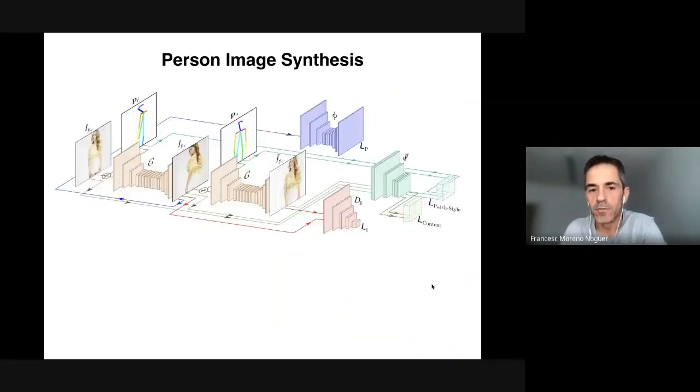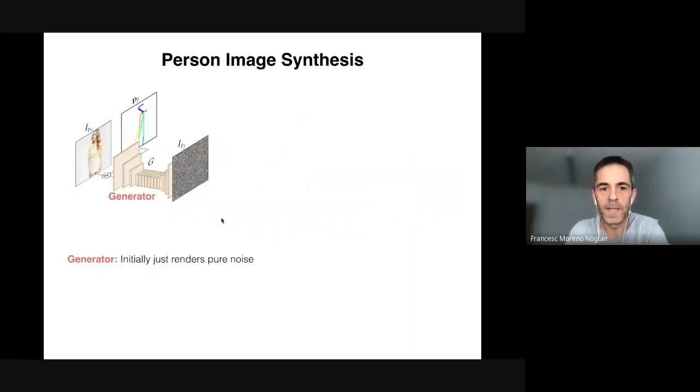All right, and to solve this, we use this network. At first sight, it may look a bit cumbersome, but I'll try to explain it step by step, and you'll see that it makes sense. So first, what we have here is the input image and the desired pose. We have a generator, right? That initially just renders pure noise. So it does nothing at the very beginning.